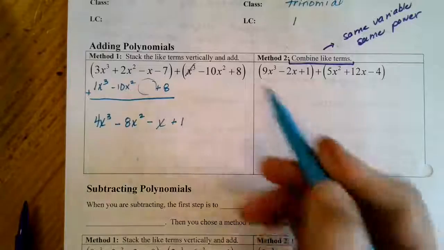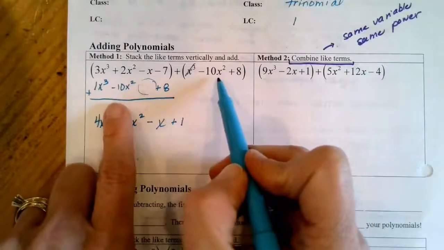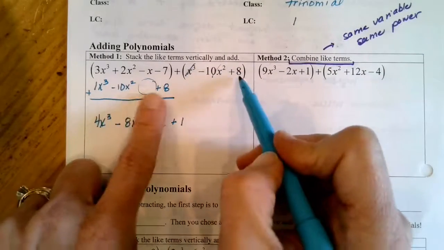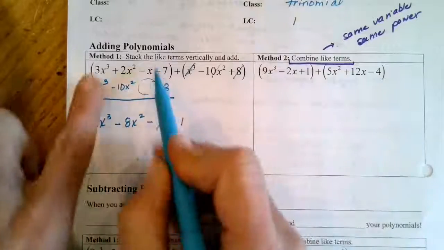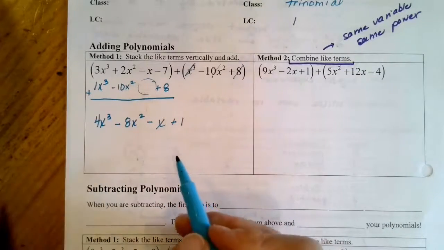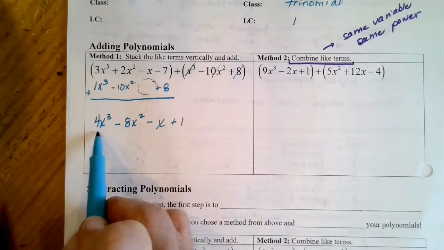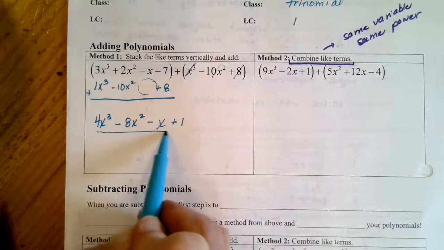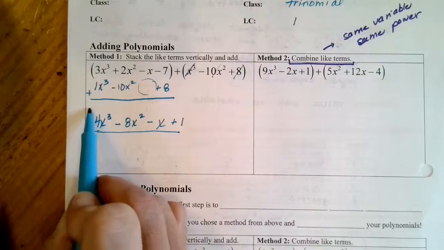So what I was able to do was rewrite each of these terms underneath the ones that were alike, and then I was able to stack them and add them, which makes it easy for me to see that this is a simpler expression than those two separate pieces.